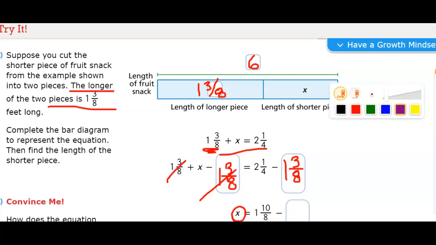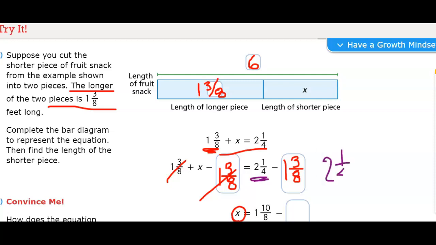Now you do know with fractions the denominators have to be the same when you're adding and subtracting, so the 2 1/4 has to change. So we're going to take the 2 1/4, and we know a common factor is 8, so I'm going to multiply by 2 so that this becomes now 2 2/8. Now I can subtract the 2/8 and the 3/8.